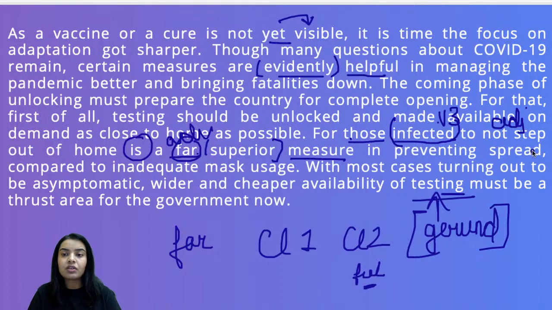Infected to not step out of home. Now here, what kind of people am I talking about? This word "infected" is explaining people. In this case, I don't have the word "people", so I have the word "those", and because of that, it becomes an adjective. It looks like a verb third form but acts as an adjective.